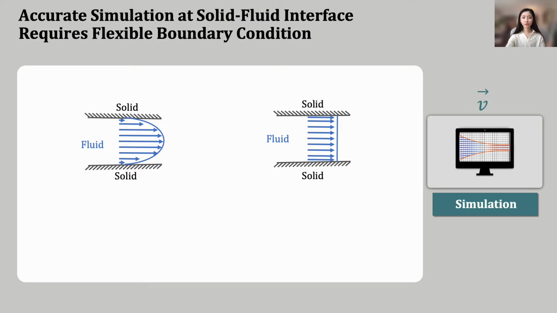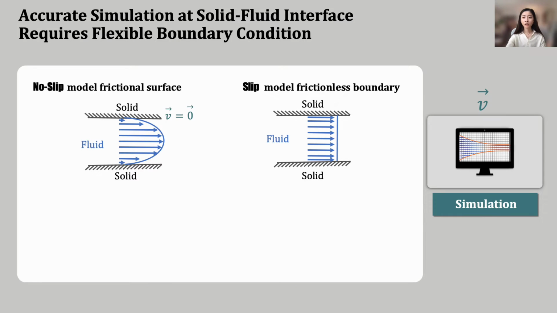For simulation, we need to be careful with simulating the flow at the solid-fluid interface and need to choose the right boundary condition at the interface. Specifically, the no-slip and slip boundary conditions are very important for fluidic device simulation. No-slip specifies that the flow velocity at the interface should be 0 and is used to model the friction between the boundary and fluid in the real world.